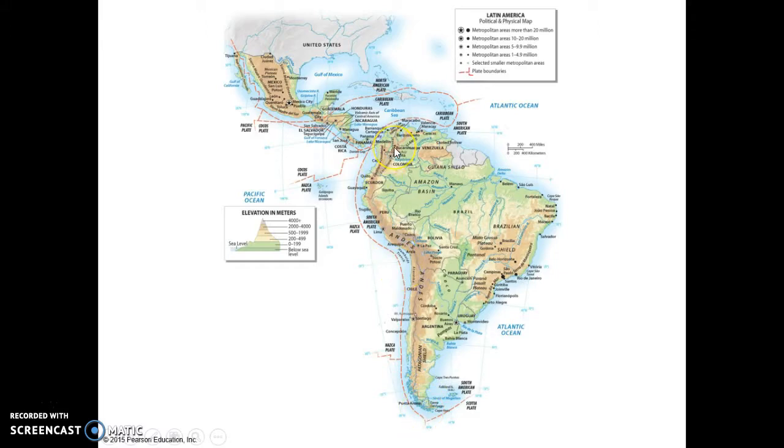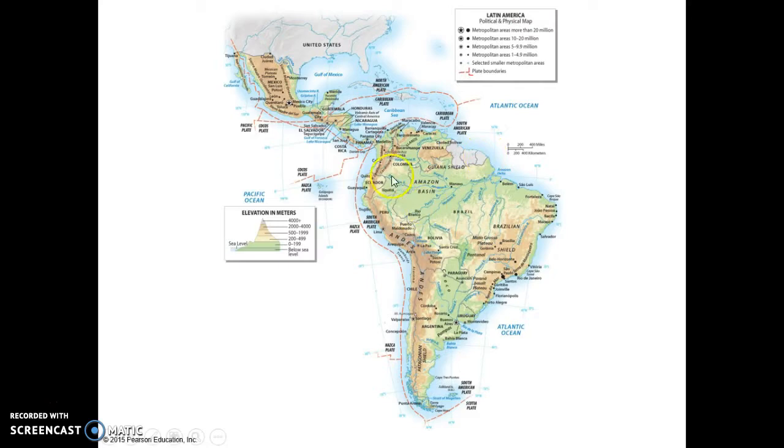Its width varies, becoming very wide in the area around Bolivia. The capital of Bolivia, La Paz, is the highest big city in the world. I believe it's over 10,000 feet, the elevation of the city. Very high.